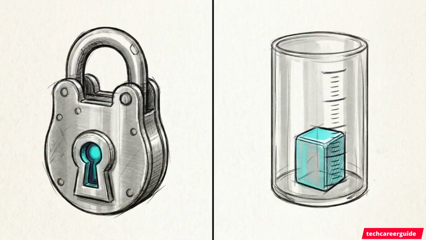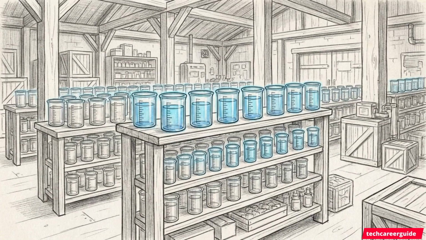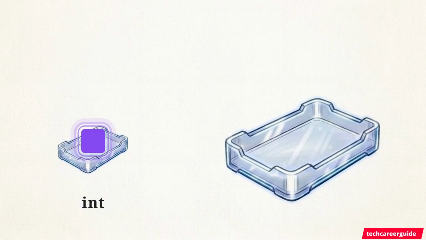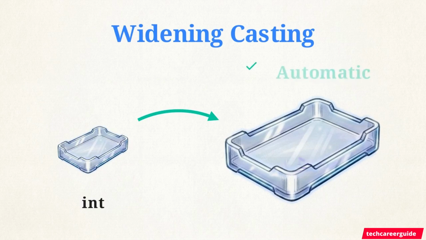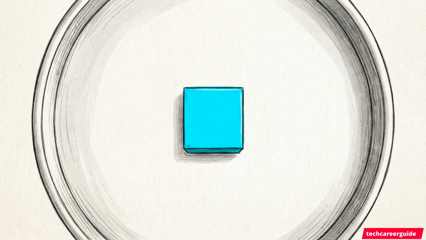While some data needs to be locked down, other data needs to adapt. Applications constantly move information between different sizes of digital memory containers. When moving data from a smaller container, like a whole number integer, into a larger container, like a decimal-friendly double, we call this widening casting. Because the destination space is much larger, Java handles this conversion automatically in the background. It is a safe translation. You never have to worry about data spilling over or getting lost when moving into a bigger space.